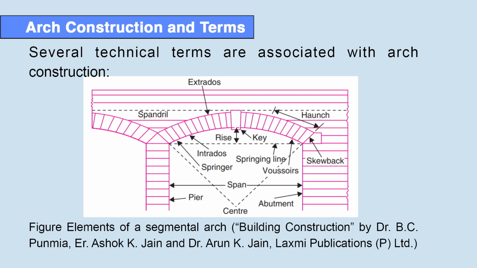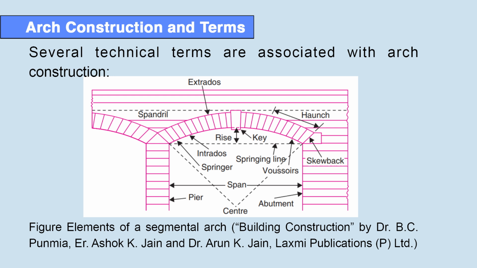Next is spandrel. The curved triangular space formed between the extrados and the horizontal line through the crown is known as spandrel. Next one is skewback, the inclined or splayed surface on the abutment from which the arch springs. Next is springing points, the points from which the curve of the arch begins. Next is springing line, an imaginary line connecting the springing points on either end.